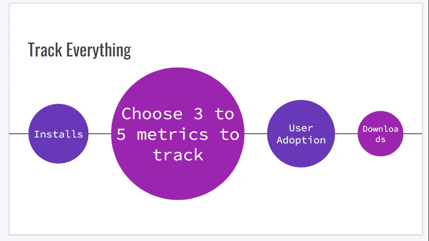Here is another bonus tip. While running all these campaigns, you need to track your metrics. Okay, choose 3 to 5 metrics to track. Metrics like installs, user adoption, downloads, and all of that. So these are my top 5 mobile app or mobile game app marketing strategies.